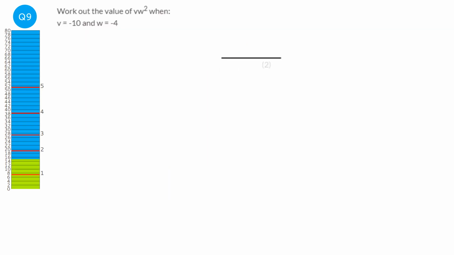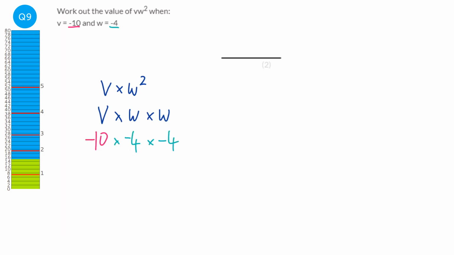Let's rewrite this expression, but with a times sign in, so V times W squared. Now W squared just means times by itself, so we can rewrite that as V times W times W. Okay, so we know V is minus 10, so minus 10. And we know W is minus 4, so it's times minus 4 times minus 4.